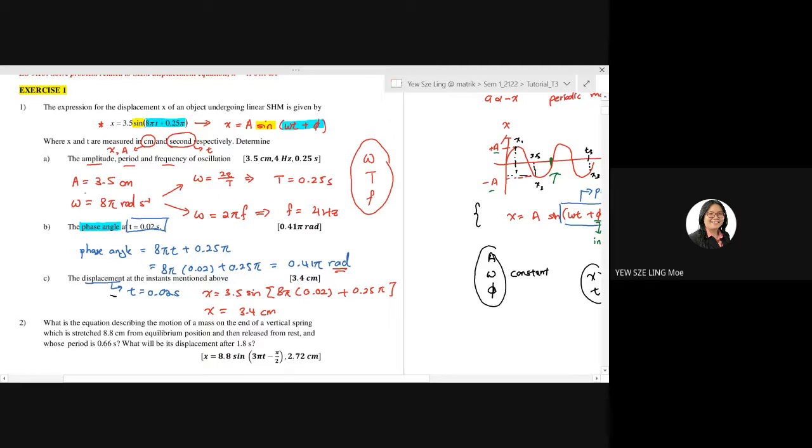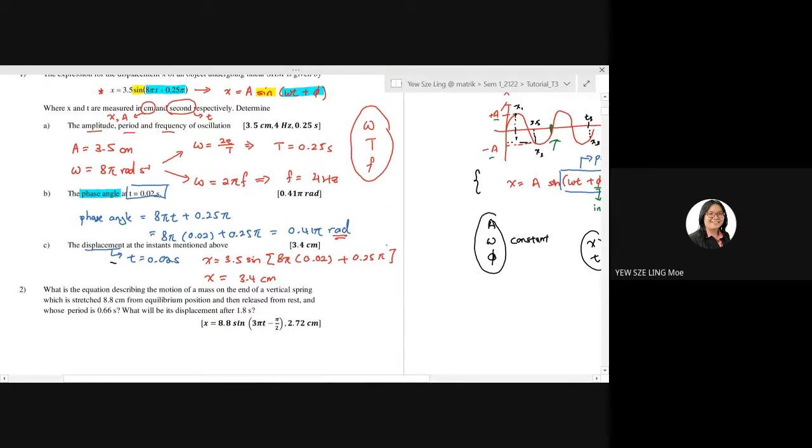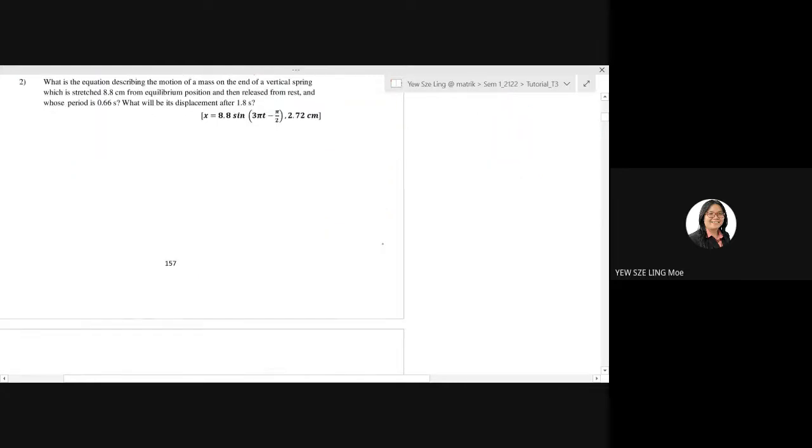Okay, so let's move on. Okay, to question number 2. What is the equation describing the motion of a mass on the end of a vertical spring, which is stretched 8.8 cm from equilibrium position and then released from rest?